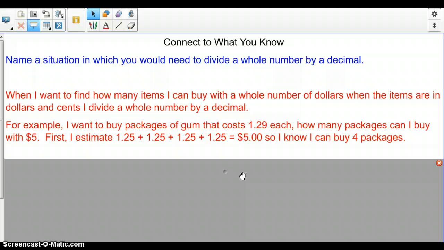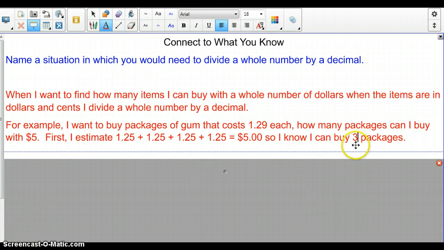First, I estimate: $1.25 plus $1.25 plus $1.25 plus $1.25 equals $5. So I know, whoops, I said that I could buy 4. Nope, I can buy only 3, because $1.29 is more, and that makes exactly $5. So this should be 3. Yes, like I said, 3 packages.